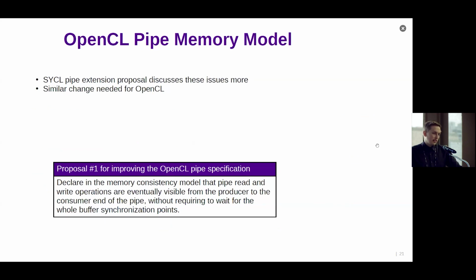So Intel has made a SYCL extension proposal for pipes. I think it's in draft state. They have extended their earlier OpenCL tool for SYCL, and they have this proposal that the read and write operations must eventually be visible from producer to consumer. It tightens the memory model for the pipes a little bit, or quite a lot, and forces implementations to eventually push the data through the pipe. So implementations cannot just never push it through.